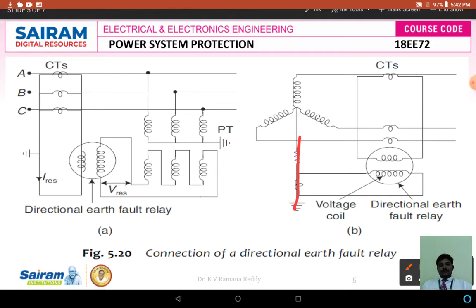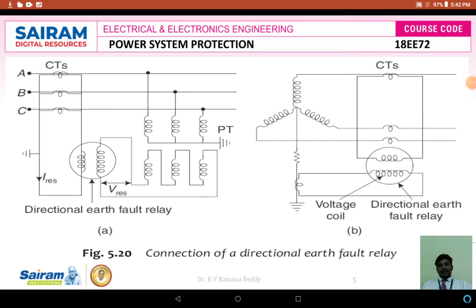Definitely the neutral wire has some amount of current, which is going to be sensed by a relay called an overcurrent relay. An overcurrent relay is employed here in the case of a directional overcurrent relay. With the help of this directional overcurrent relay, we are going to sense the fault current, and fault voltage is taken as a reference. With the help of fault voltage and fault currents, we are going to employ the directional earth fault relay.